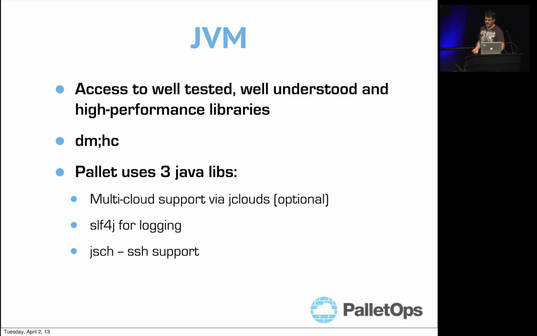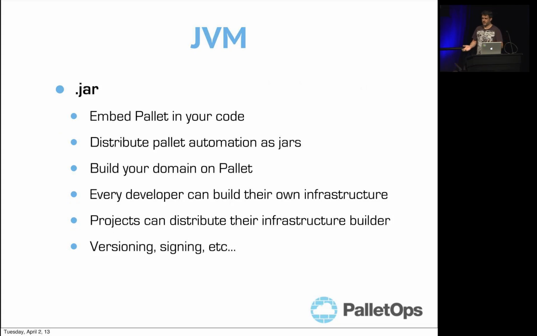Another advantage of Clojure is that it's the JVM. So you can access well-tested, well-understood, performant libraries. It doesn't matter, we have Clojure, so we realized we don't use that many, we use three. One of them is optional. One is JClouds, which is to access the cloud providers. The other one is SLF4J for logging, and clj-ssh for SSH. And that's it. Those are the only direct dependencies. And as I said before, being in the JVM means that everything can be a jar and everything can be put in a Maven repo.